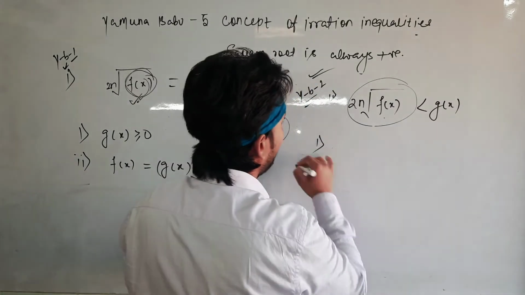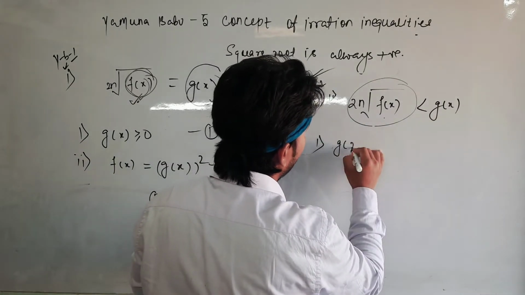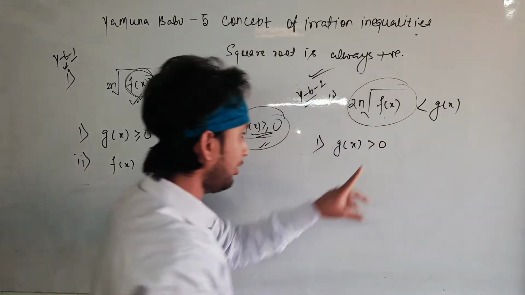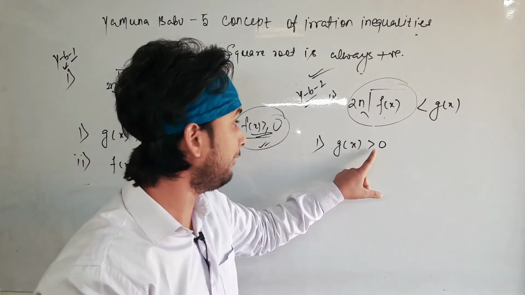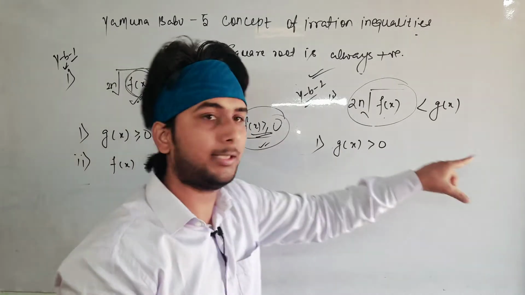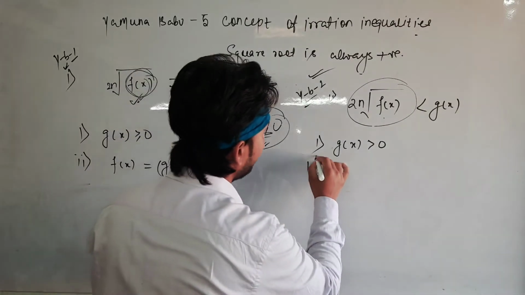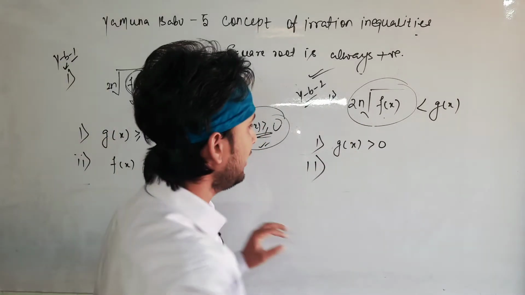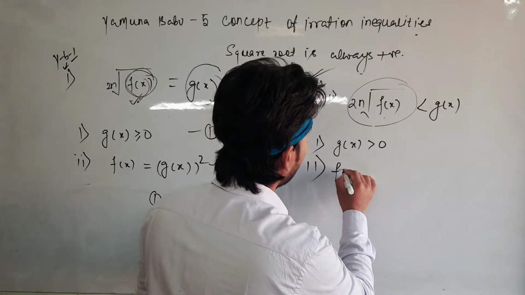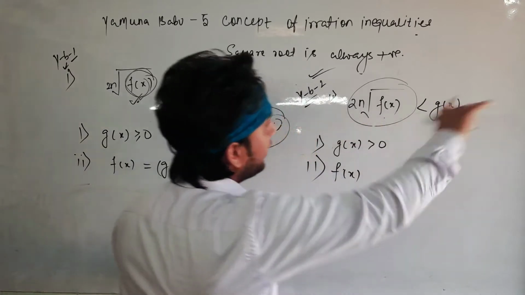It means that is the first condition: g(x) must be greater than 0, not even equal to 0. It must be greater than 0. That is the concept. And the second point is f(x), then you can apply whole square.